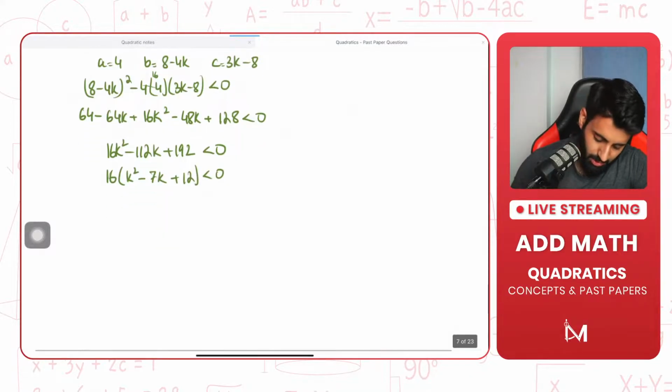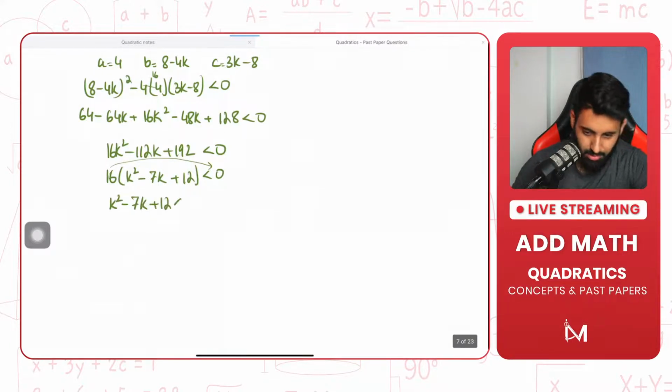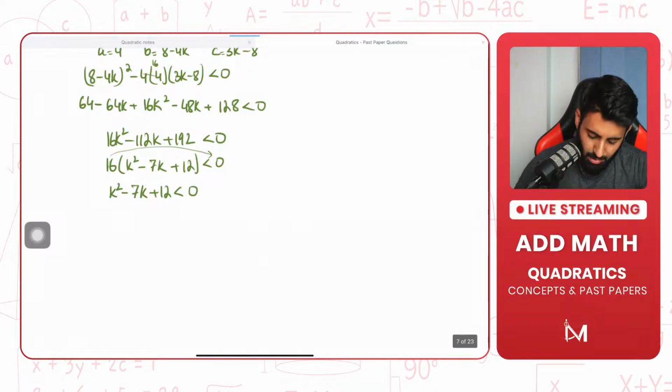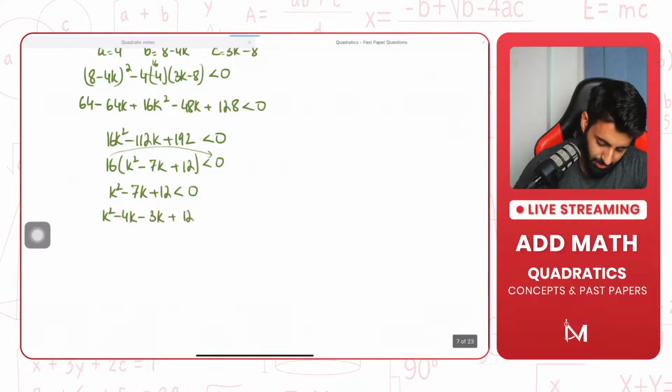So the 16, if you take it across, gets divided by 0, and this is what you have. K squared minus 7k plus 12 is less than 0. If you can't do middle term breaking, use the quadratic formula. Don't waste time trying to find out the terms, just use the quadratic formula. So 4 and 3 are the terms that you're looking for, minus 4 and minus 3 actually, to be precise, plus 12 is less than 0.